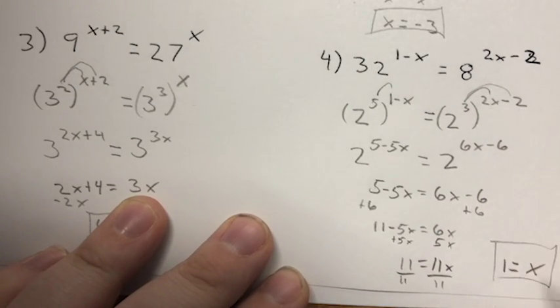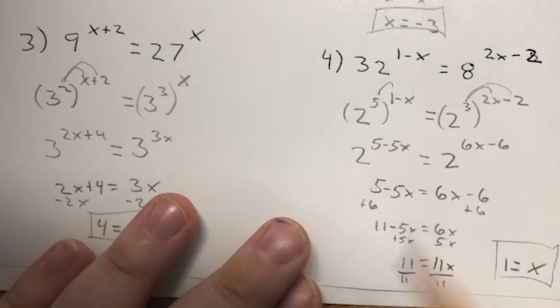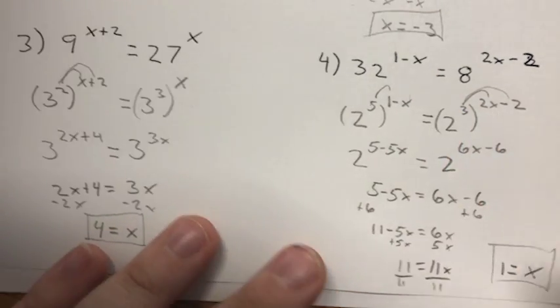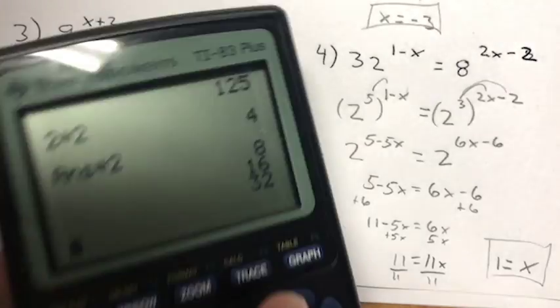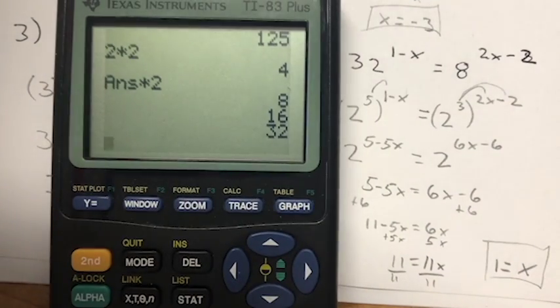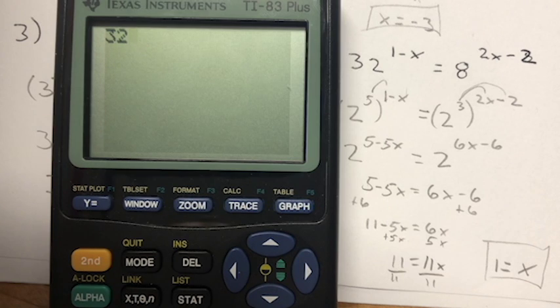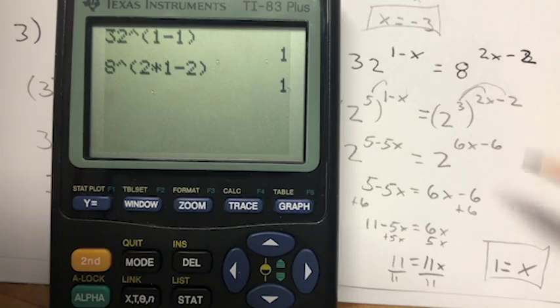And we can prove this by plugging this number back into our equations. I can do this for all of them, but for 4, I will show it to you just so you can see that it does indeed work. So I'm going to say 32 raised to the 1 minus 1 gives me 1. All right, let's do 8 raised to the 2 times 1 minus 2. What's that give me? Also 1. So this does indeed check out.